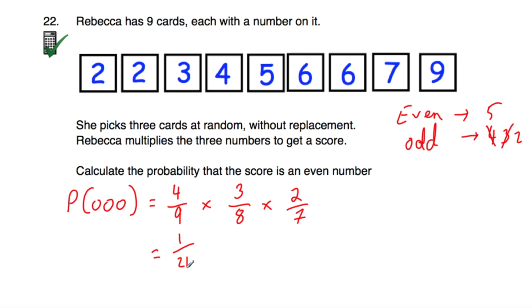is 1/21. So if we do 1 subtract 1/21, that tells us the probability that she gets an even answer, because all the other options would have to be even. And 1, which is 21/21, take away 1/21 would be equal to 20/21. So the probability of Rebecca getting an even number, whenever she multiplies those 3 numbers together, is 20/21. And that's it.